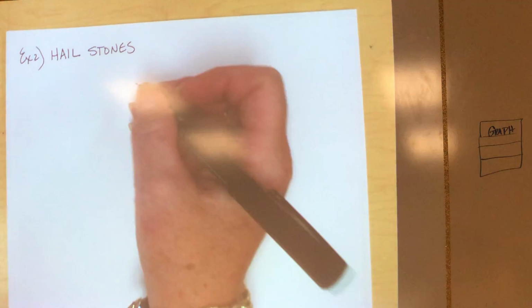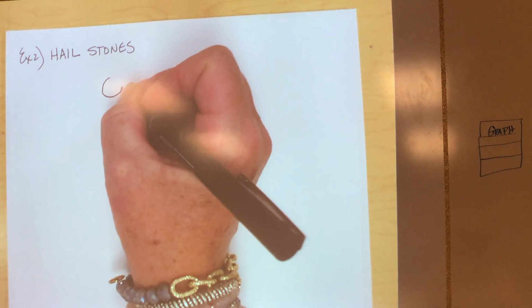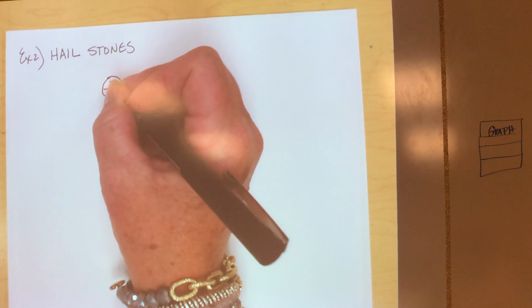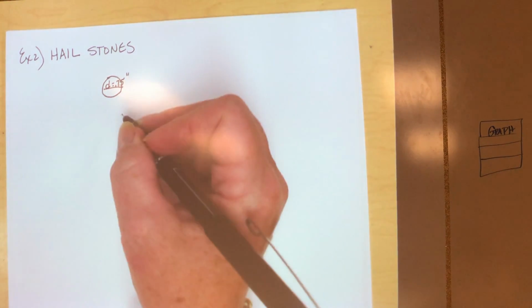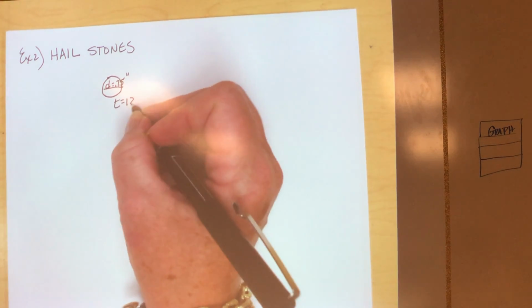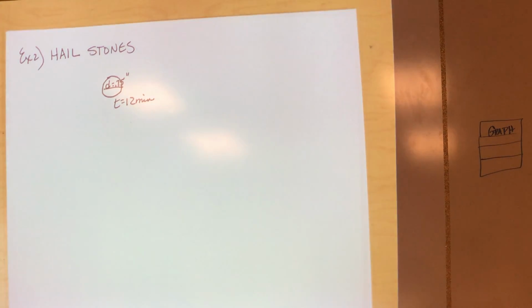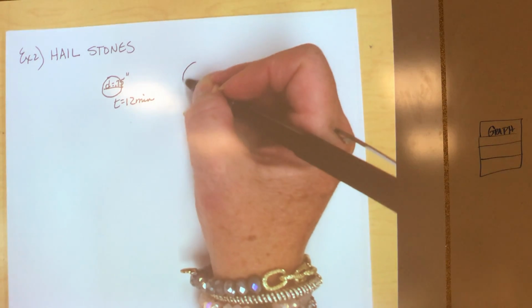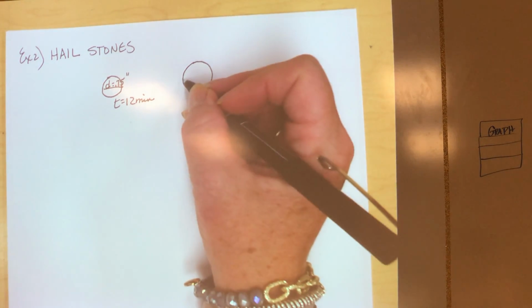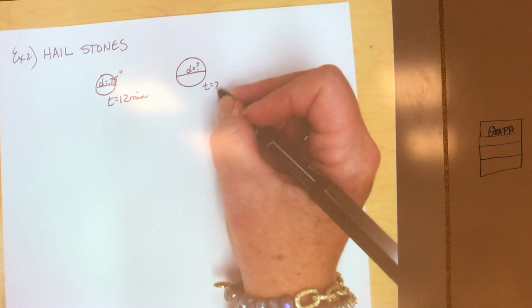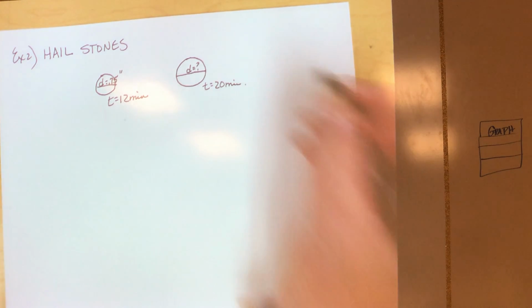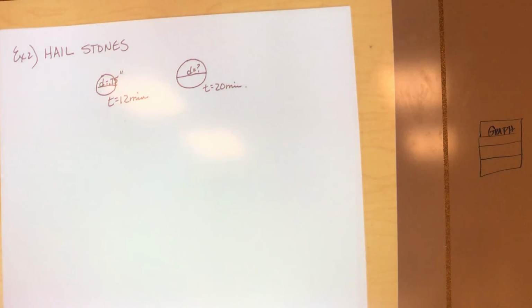Okay, so here's what we know. A hailstone with a diameter of 0.75 inches takes 12 minutes to form. So, what is the diameter of a hailstone that stayed up there for 20 minutes? Can you use proportions or no?